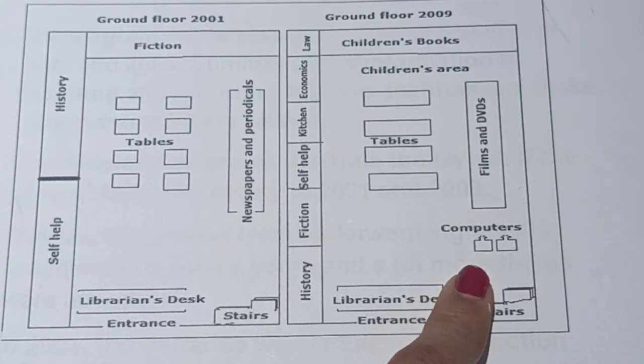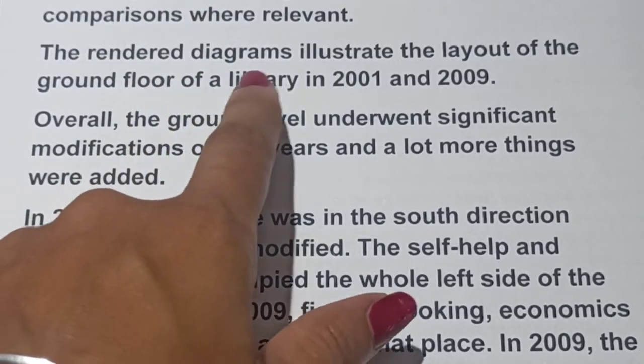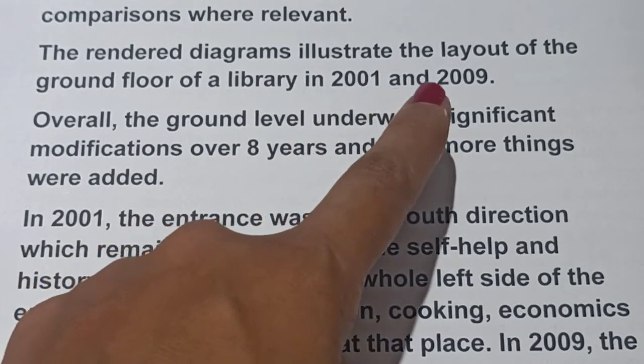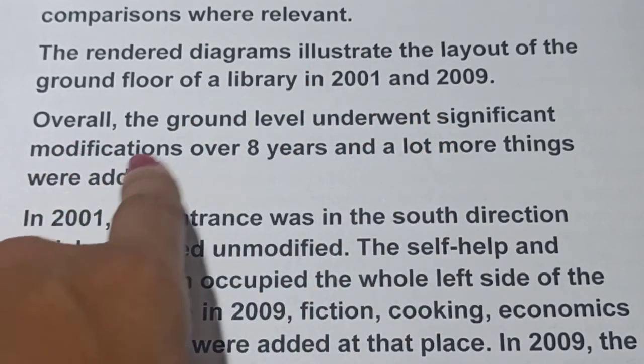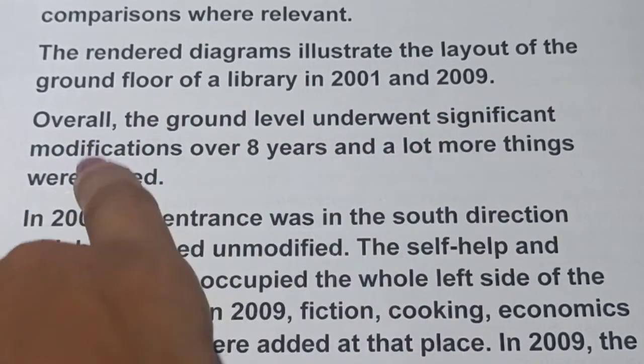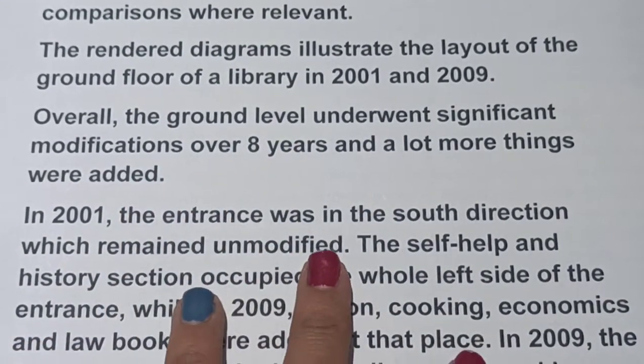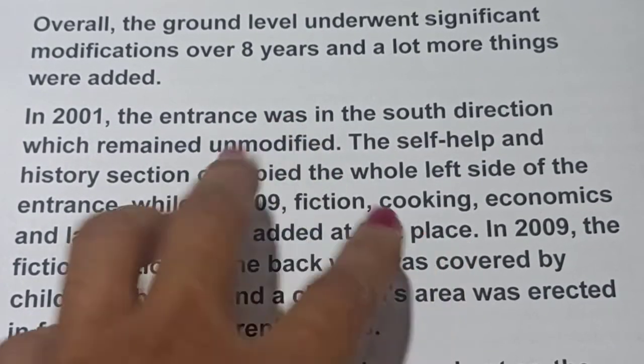So let's see how we can write this now. The diagrams illustrate the layout of the ground floor of a library in 2001 and 2009. Overall, the ground level underwent significant modification over 8 years, and a lot more things were added. So a lot of additions can be seen.